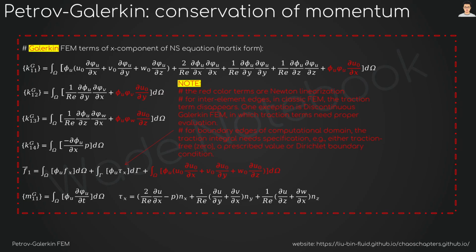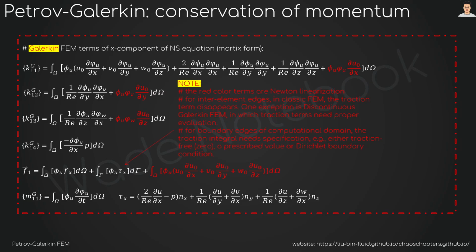Okay, we come back to the Petrov-Galerkin finite element method based on the classic finite element assumptions. Consequently, in our Petrov-Galerkin formulation, the boundary integral of traction terms between two neighboring elements sharing the same edge will be cancelled, since the outward normal vectors of these elements point in opposite directions. On the contrary, if this element's edge is along the boundary of the global computational domain, we will need to specify either a Dirichlet boundary condition or a Neumann boundary condition.